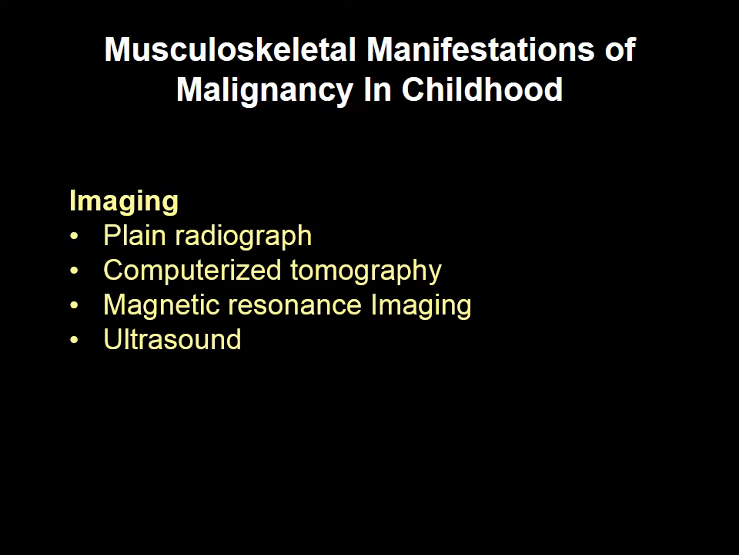The extent of the lesion can be estimated by computerized tomography. Magnetic resonance imaging delineates the soft tissue extent of the early lesions, including bone marrow involvement. Ultrasonography is valuable in assessing extraosseous extension. Once malignancy is highly considered, prompt referral to a pediatric hemato-oncologist is required.